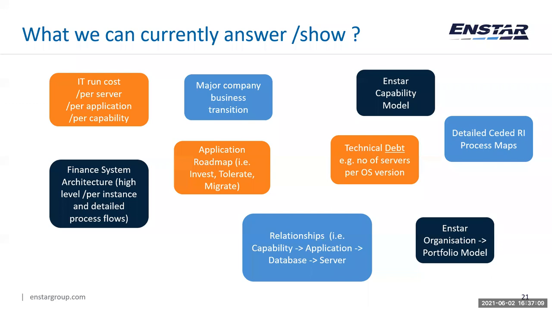We've used it to do a very thorough and detailed major business transition, showing detailed business architecture steps and what that transition looks like. We can show the technical debt, so we can show which operating systems are running on which servers, and then identify which applications those are related to, to help provide IT forecast and budget for future years. We have a very good detailed Enstar capability model now, and we also have a detailed organization to portfolio diagram model.